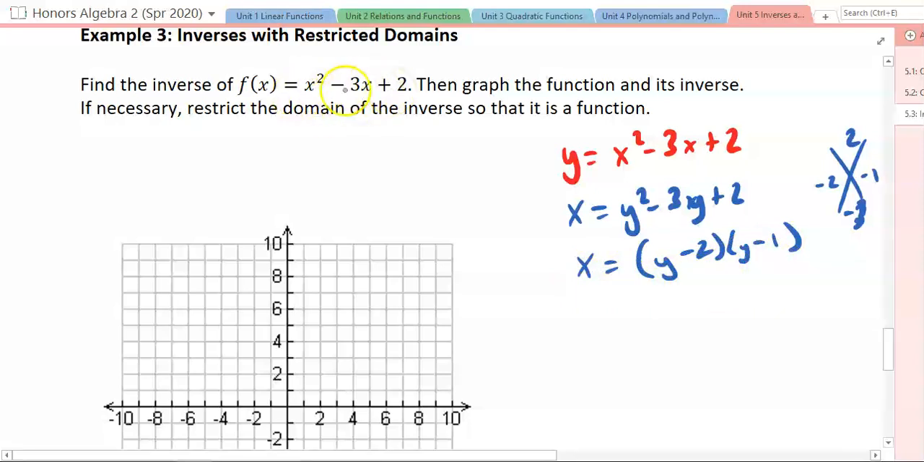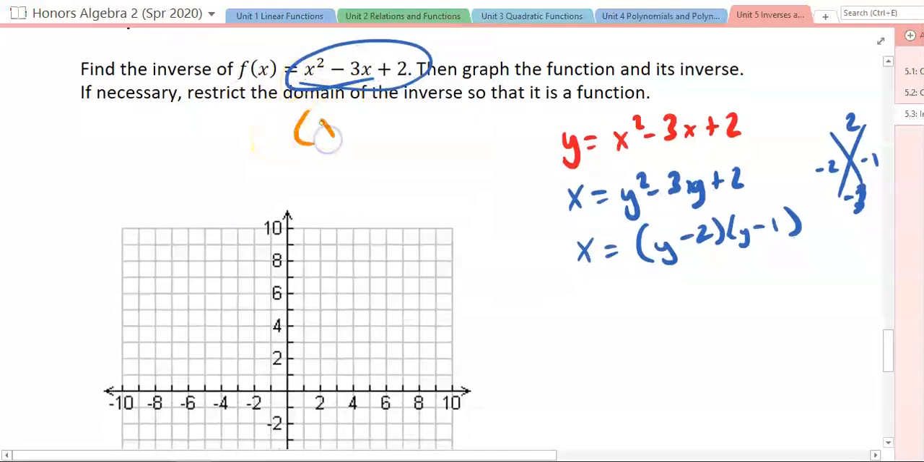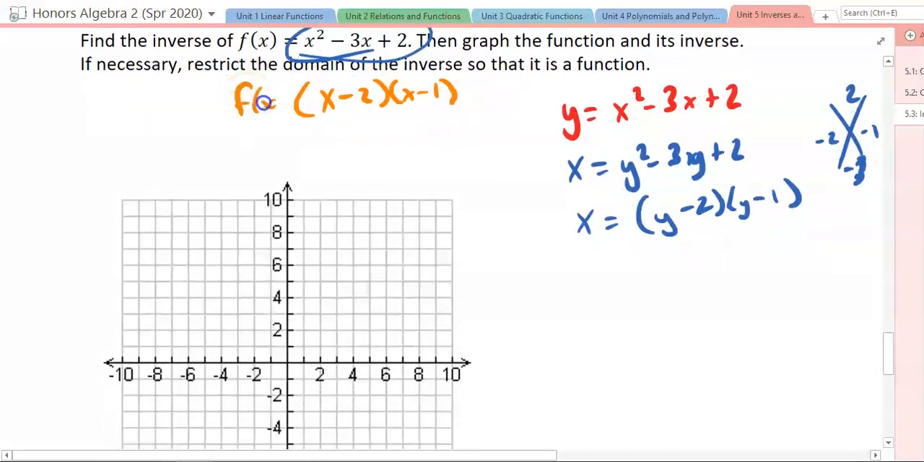Because let's graph this on the coordinate plane first. So, thinking about this, it is going to factor to x minus 2 times x minus 1, right? So for our f of x. And so I'm going to get an x-intercept at x equals 2, and an x-intercept at 1. So I get here and here.